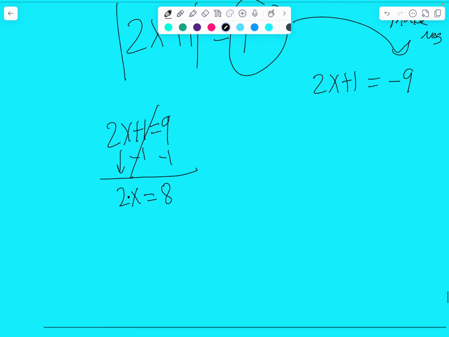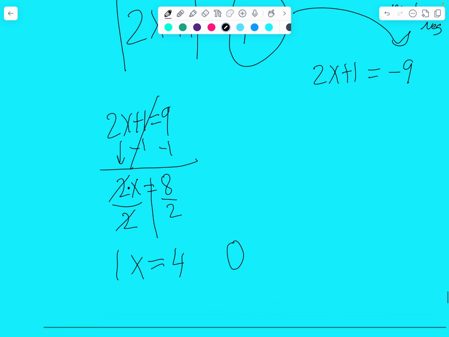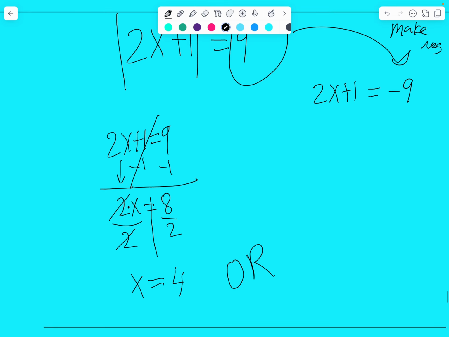So what's the opposite of multiplication? Division. So I'm going to divide both sides by 2. What's 2x divided by 2? Well, I know 2 divided by 2 is 1, so 1x is equal to 8 divided by 2, which is 4. So you can say 1x is equal to 4, or just x. So I'm going to say x is equal to 4, or, I'm going to solve the case 2.